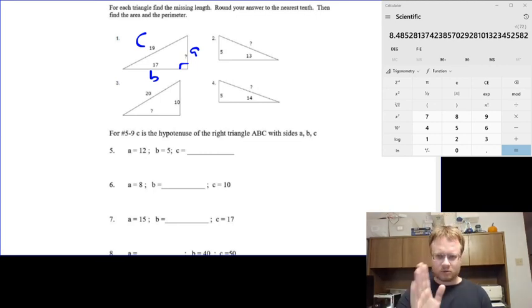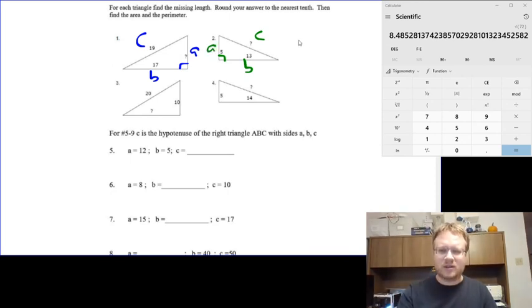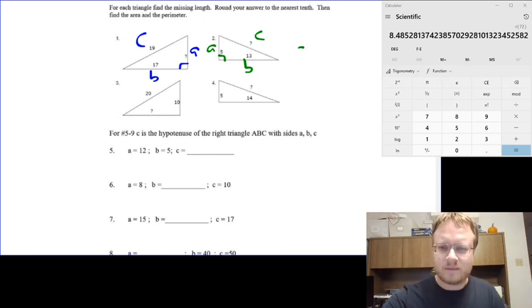Step 1, start by labeling our triangle. C is my longest side across from the 90-degree angle. B is my number at the base. A is my height or altitude. Once again, it does not matter if you switch the labels for A and B, but you absolutely have to label C as your hypotenuse. Let's write out Pythagorean Theorem. A squared plus B squared equals C squared.